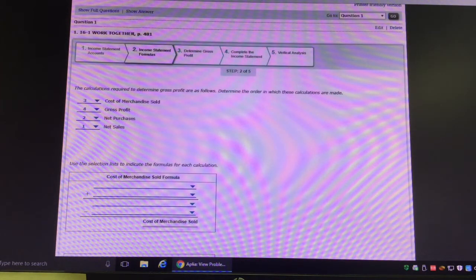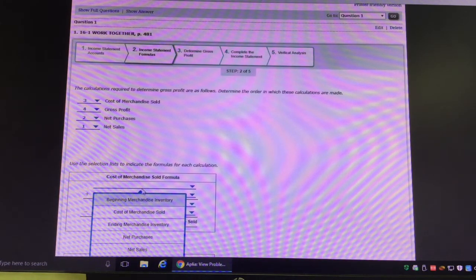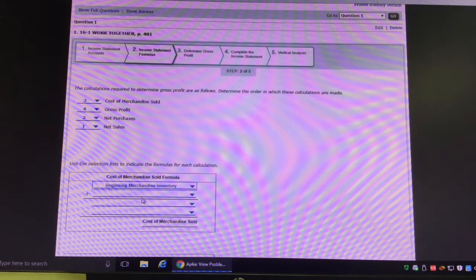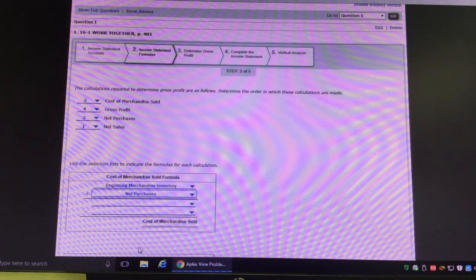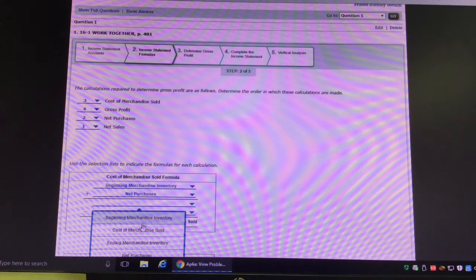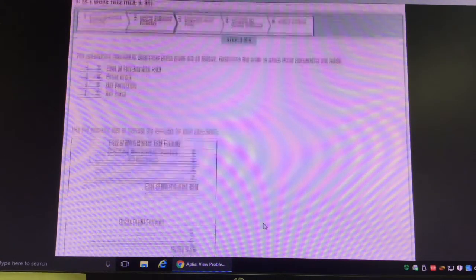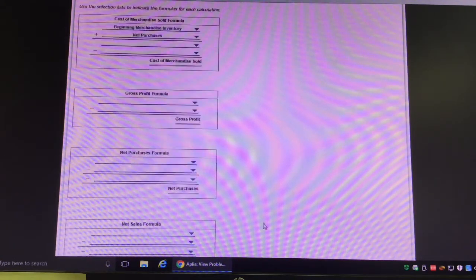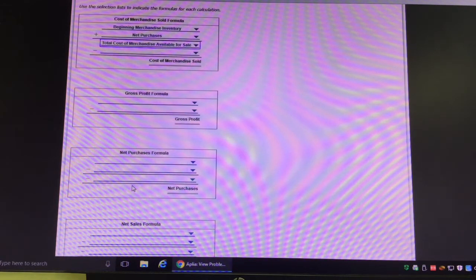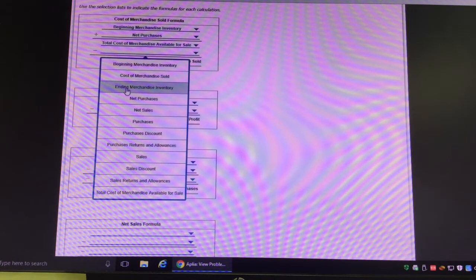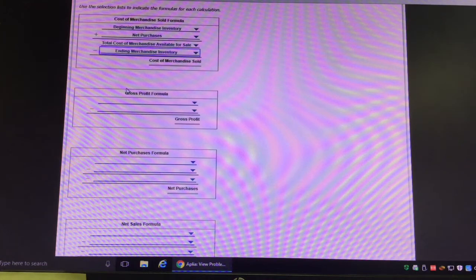Cost of merchandise sold, the first thing that you need to know is your beginning inventory. So this is your inventory on January 1st. You're going to add your net purchases, and that's going to give you the total cost of merchandise available for sale. Once we have the total cost of merchandise available for sale, we're going to subtract our ending inventory. Now we have the cost of merchandise sold.